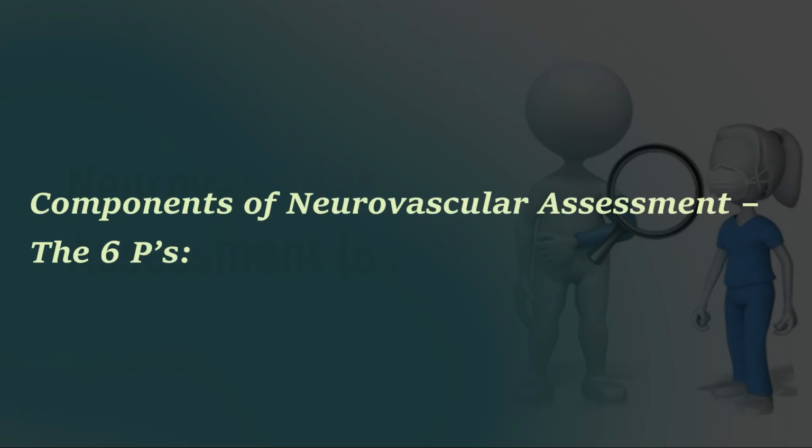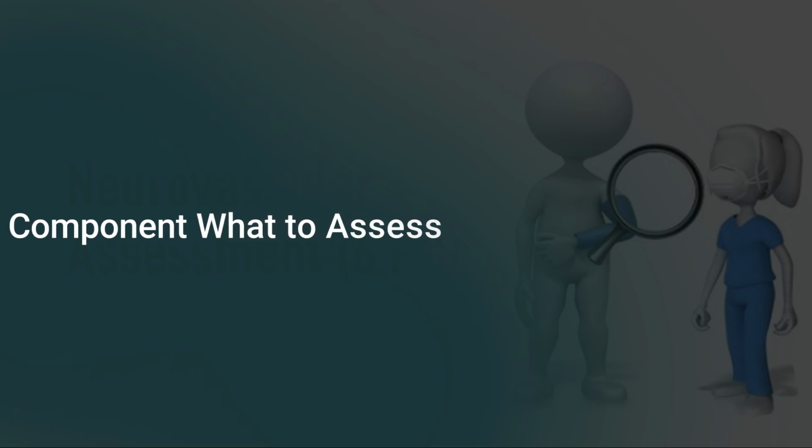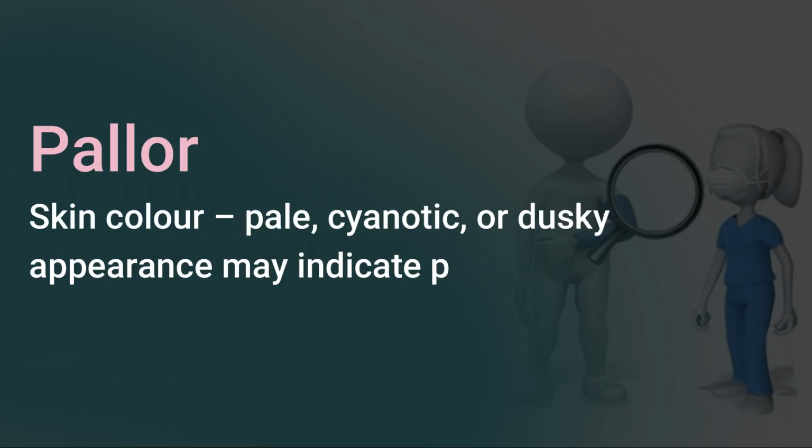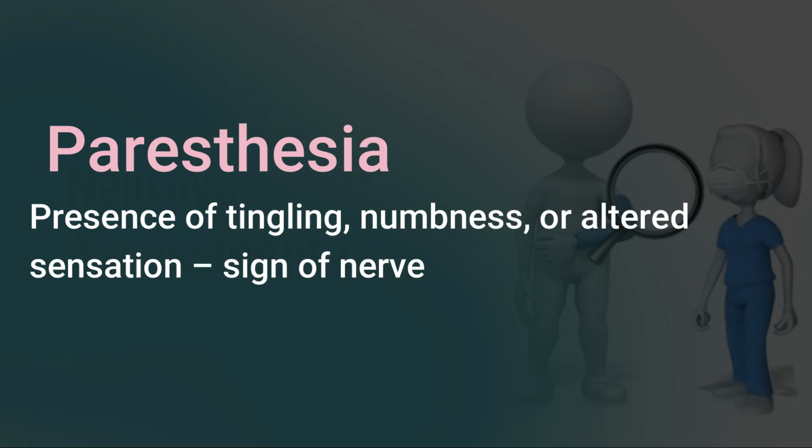Components of neurovascular assessment, the 6 Ps. Component: what to assess. Pain: pain intensity and location, especially pain on the passive movement of the limb. Pallor: skin color, pale, cyanotic, or dusky appearance may indicate poor perfusion.